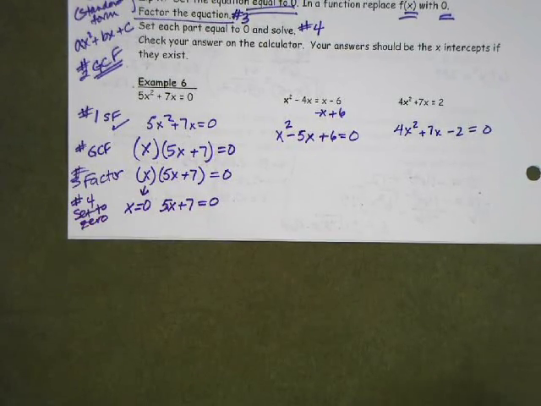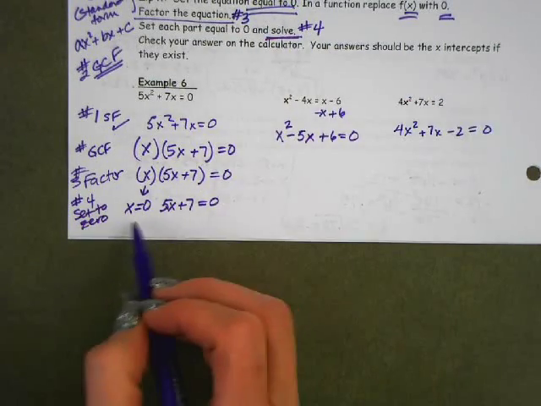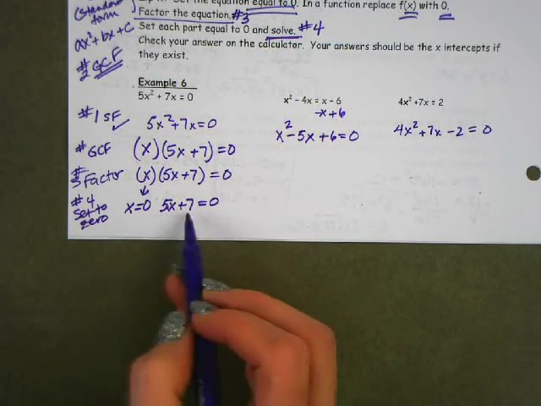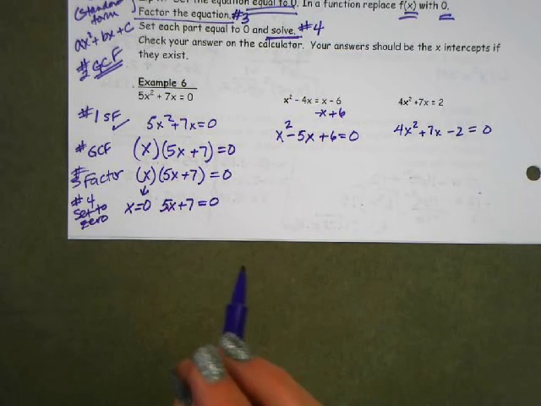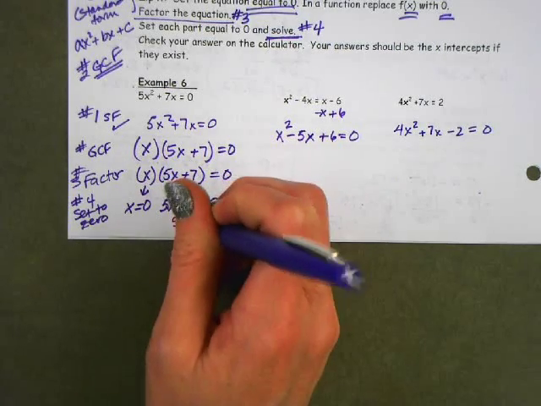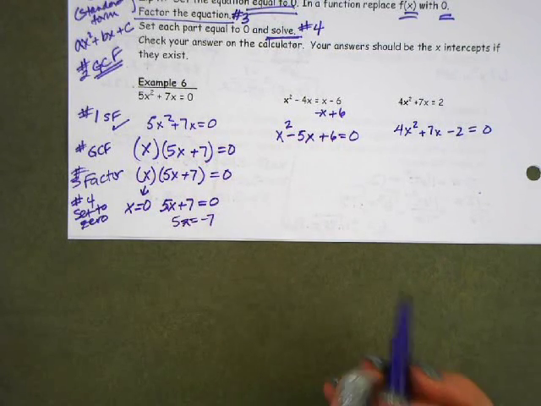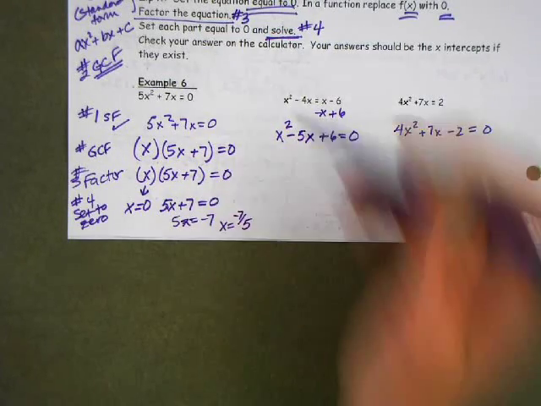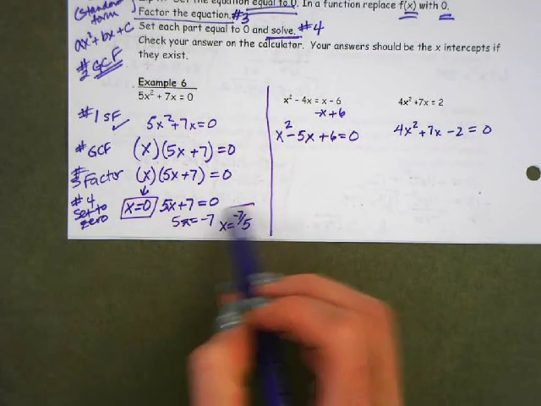Okay, and then number 4 is still solve. So I'm going to solve. This one's already solved. x equals 0. Can't solve anymore for that, right? What would I do on this 5x plus 7? Subtract the 7. Okay, so I get 5x equals negative 7. And then what does x become? x equals negative 7/5. Okay? So now I have x equals 0. I have x equals negative 7/5.